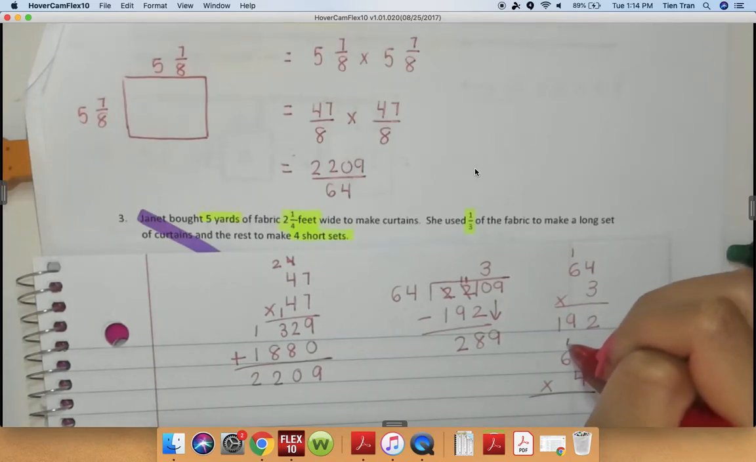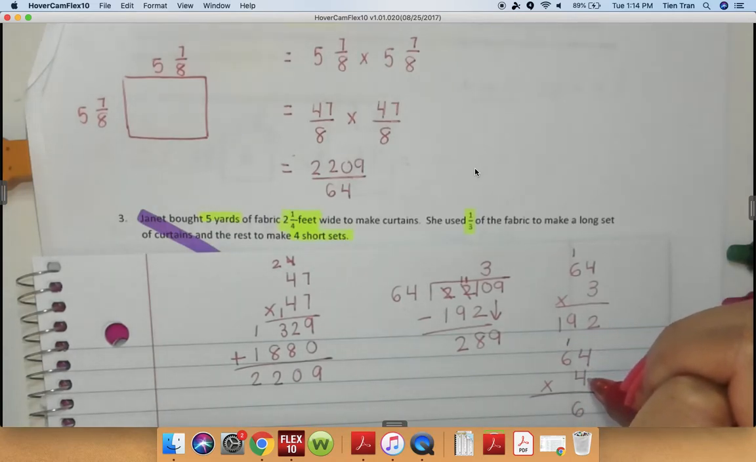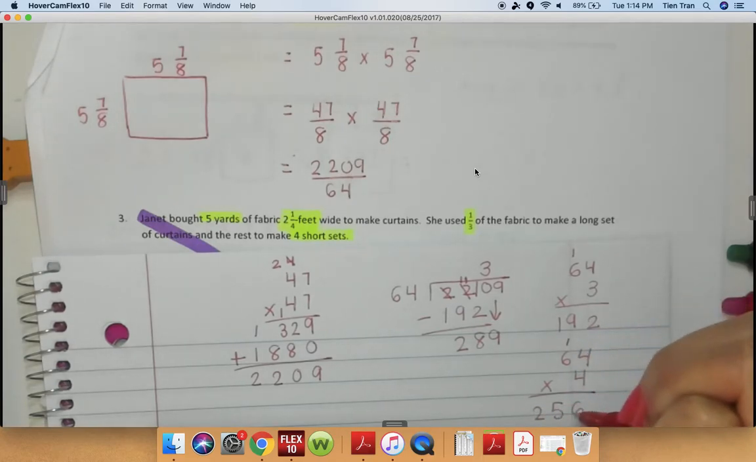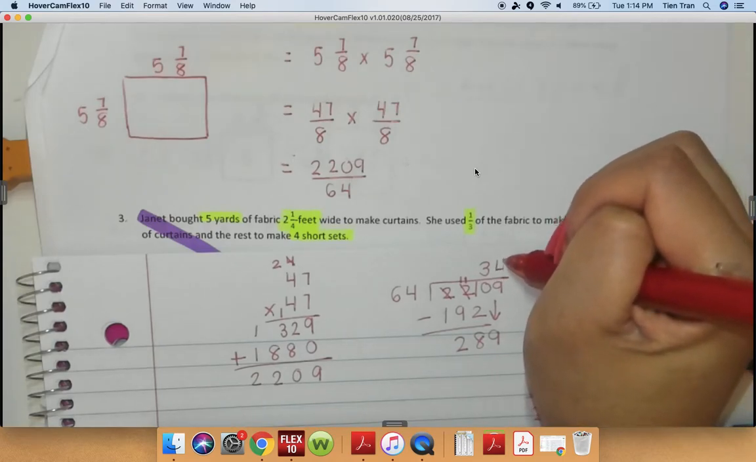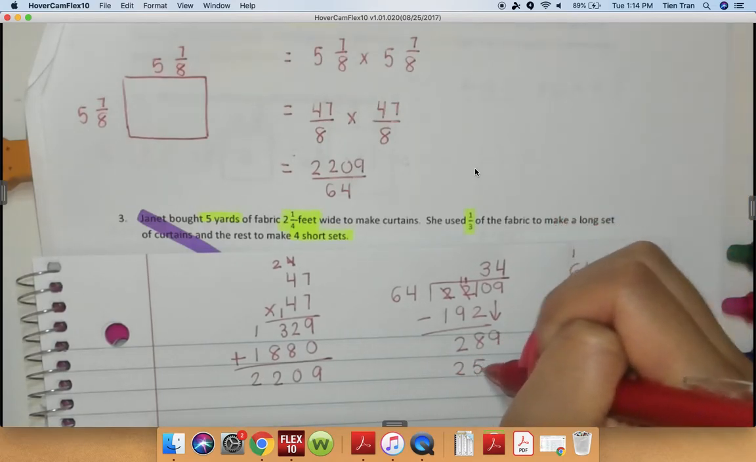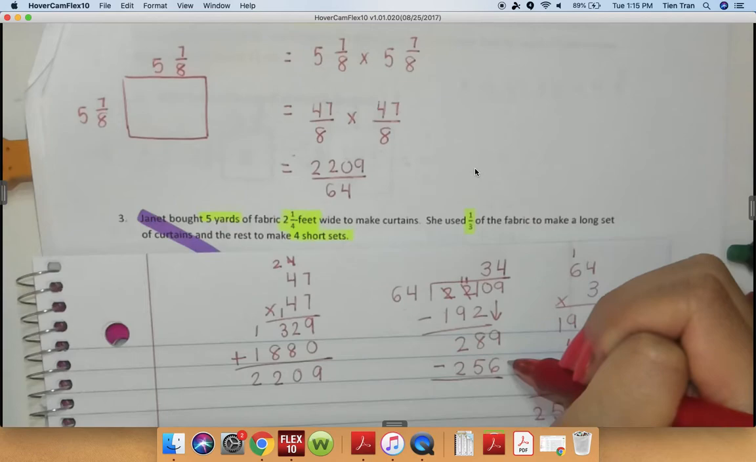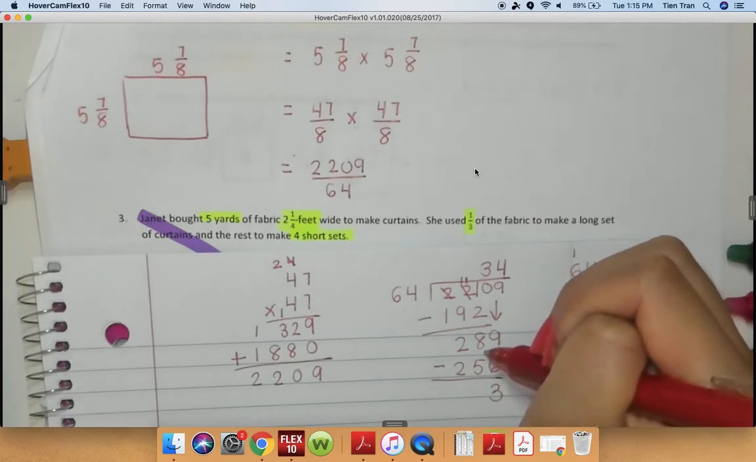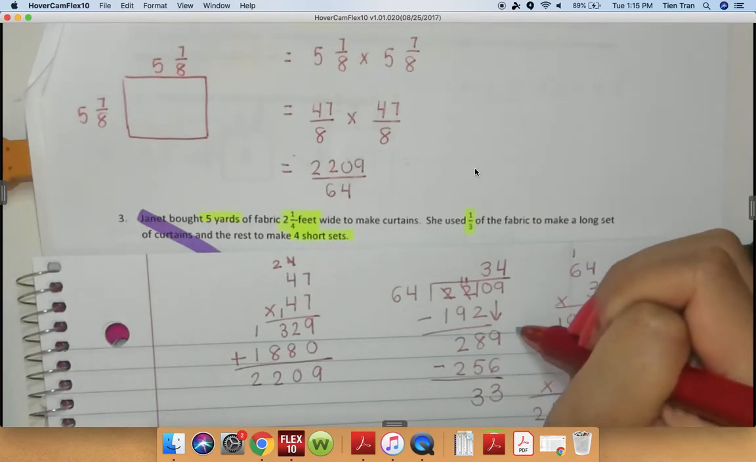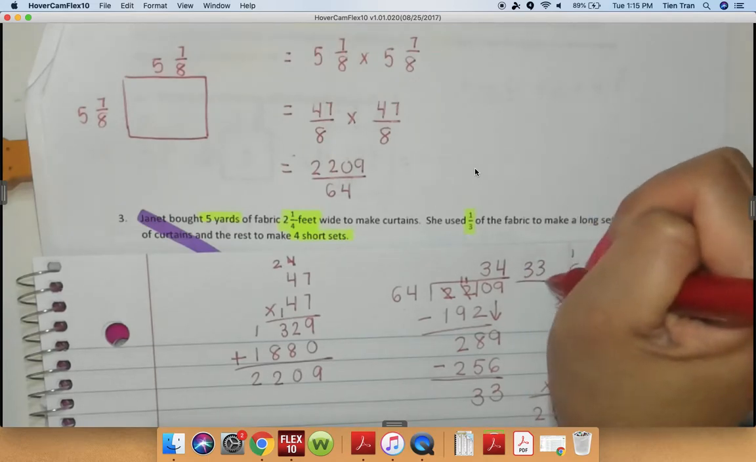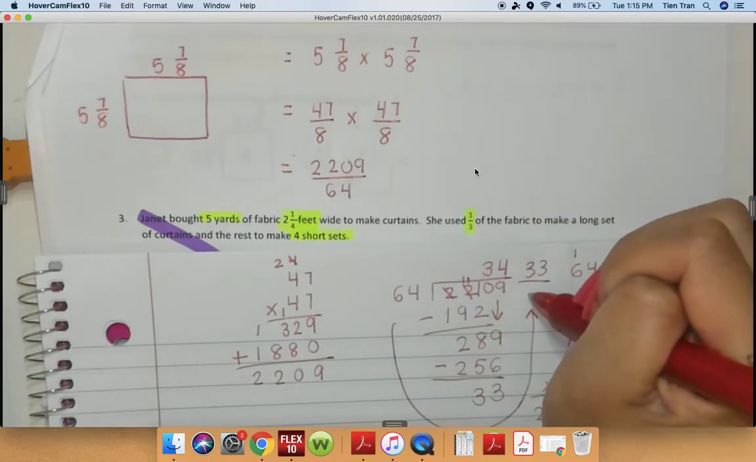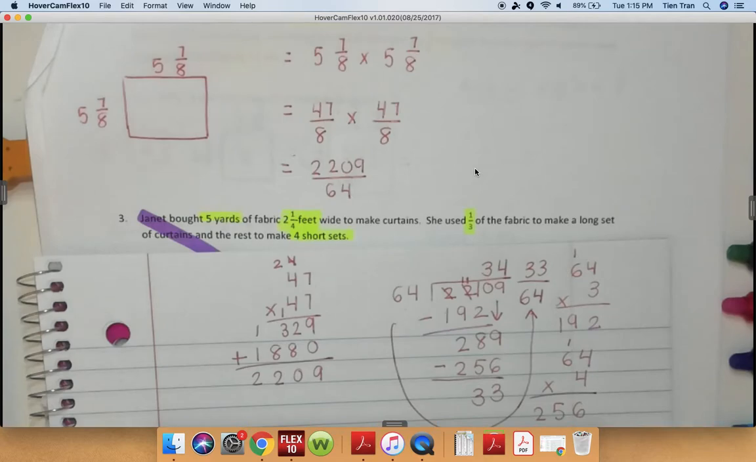So 4 times 4 is 16. 6 times 4 is equal to 24, plus 1 is 25. So I'm going to write 4 and write down 256 and subtract. 9 minus 6 is equal to 3. 8 minus 5 is equal to 3. And that is going to be my remainder. So 64 is going to be on the bottom and 33 is going to be on the top.